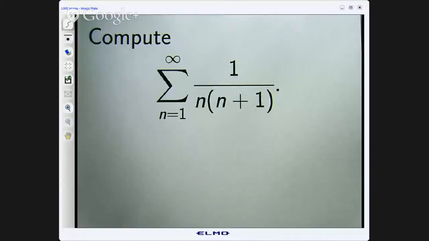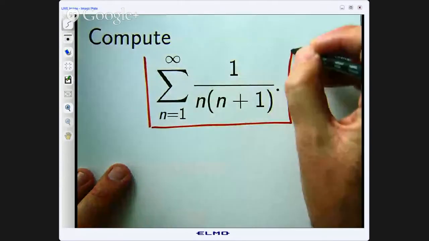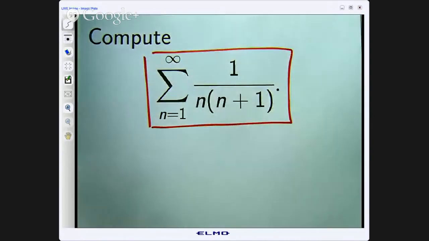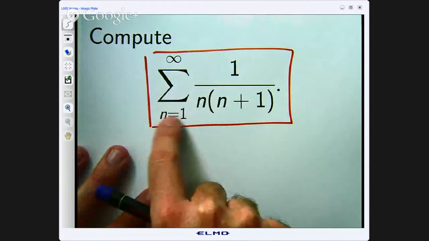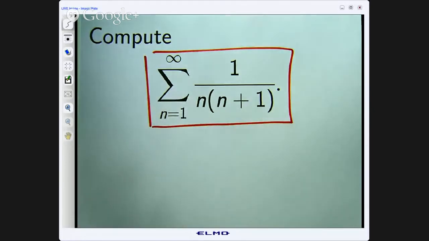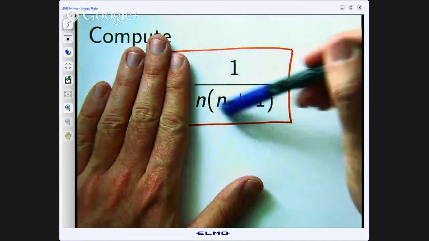Okay, so this is the series that we're dealing with. You've got the sigma notation here. N is the dummy variable. So essentially this is just an infinite number of things added together where the thing that we're adding depends on this.